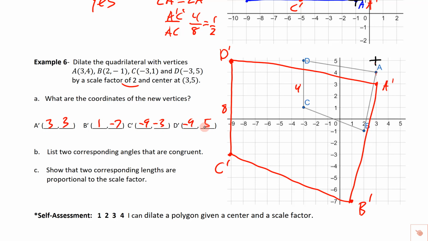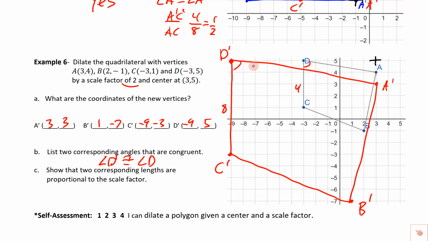And then it says list 2 corresponding angles that are congruent. So let's go ahead and list angle D prime is congruent with angle D. Okay, so that angle is congruent to that angle, and we kind of already talked about why. That one's straight up and down, and that one's straight up and down. And if those two lines are parallel, then that angle would have to be the same.